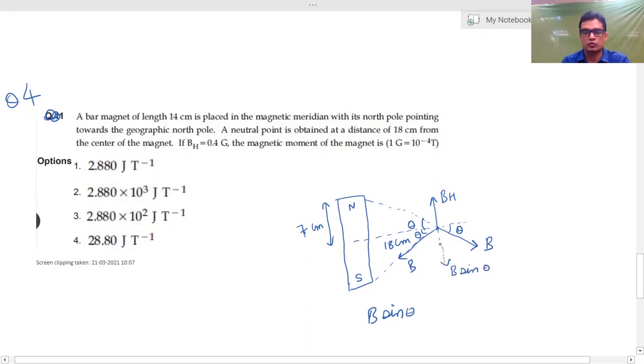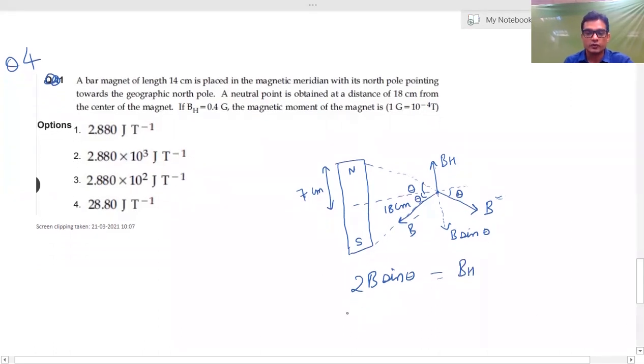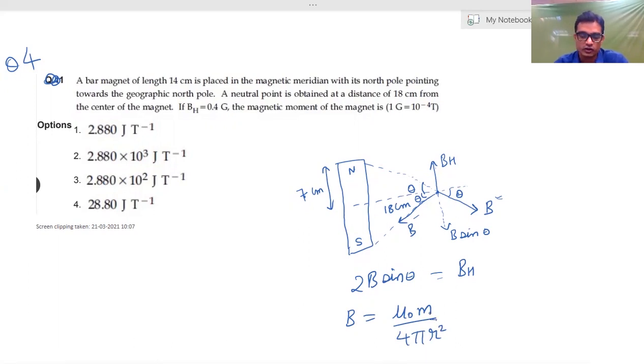And there are two magnetic fields like this one, B, and this is another. So 2B sine theta will be equal to the horizontal component of the magnetic field of Earth, which is BH. Now the magnetic field due to a bar magnet is mu naught M upon 4 pi r square. So this is the magnetic field due to one monopole.